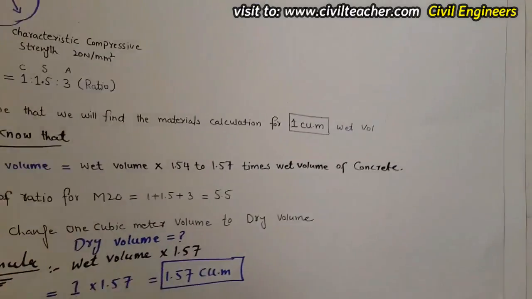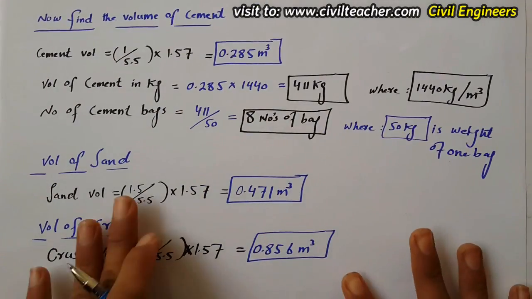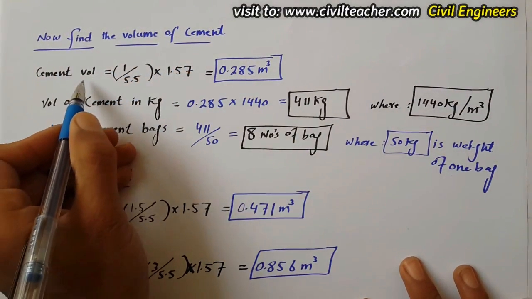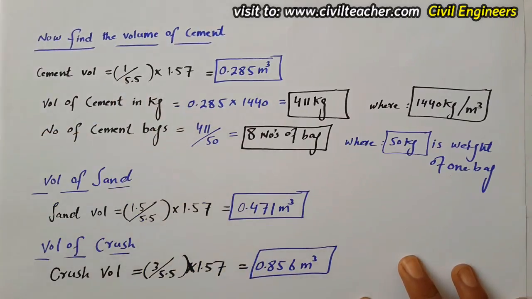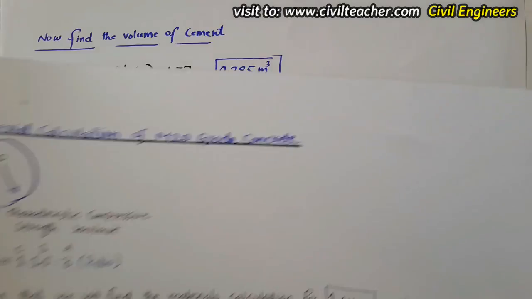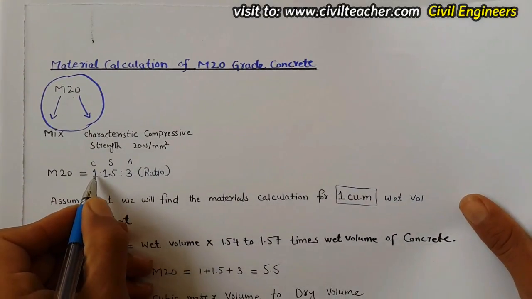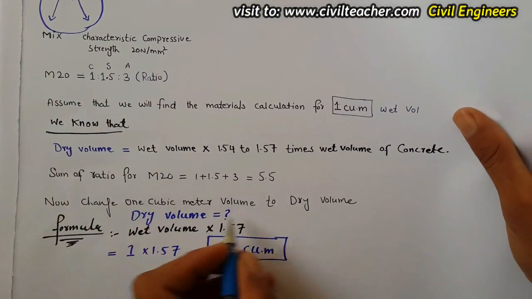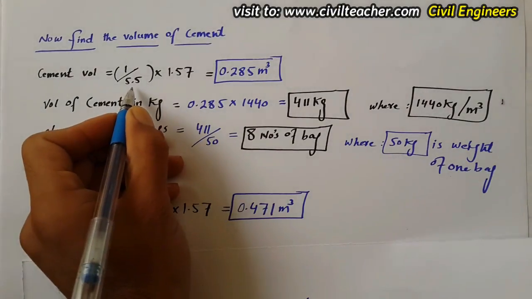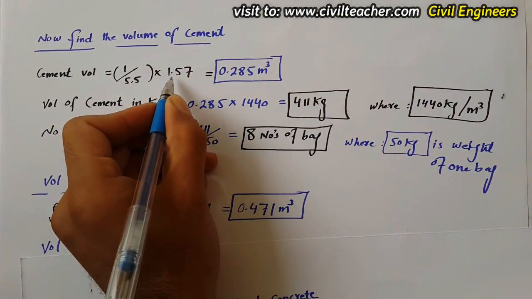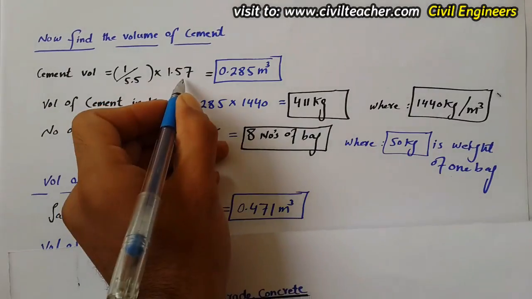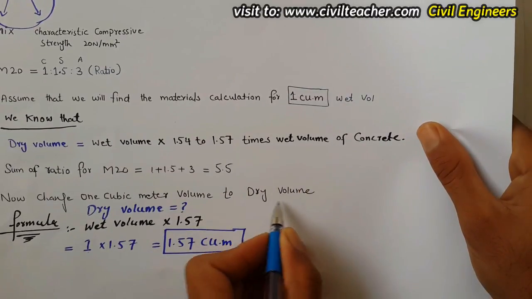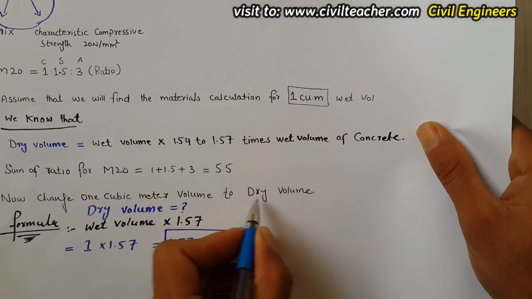Let's find the quantity of materials. Now find the volume of cement. So cement volume is 1 divided by 5.5. Here 1 is the cement and 5.5 is the sum of ratio. So 1 divided by 5.5 multiplied by 1.57. What is 1.57? It is the dry volume.